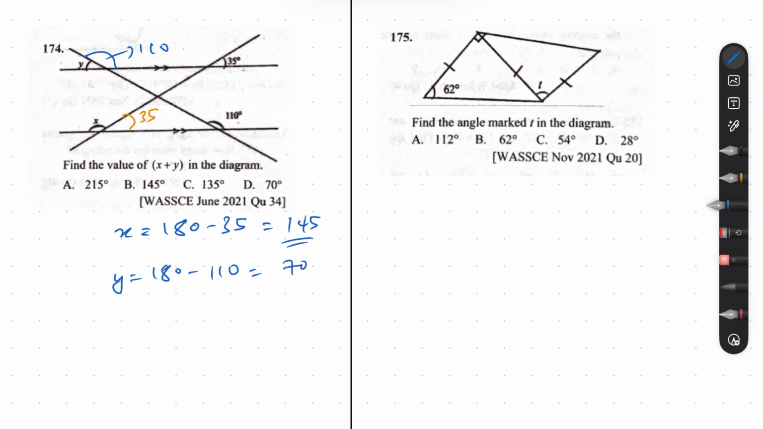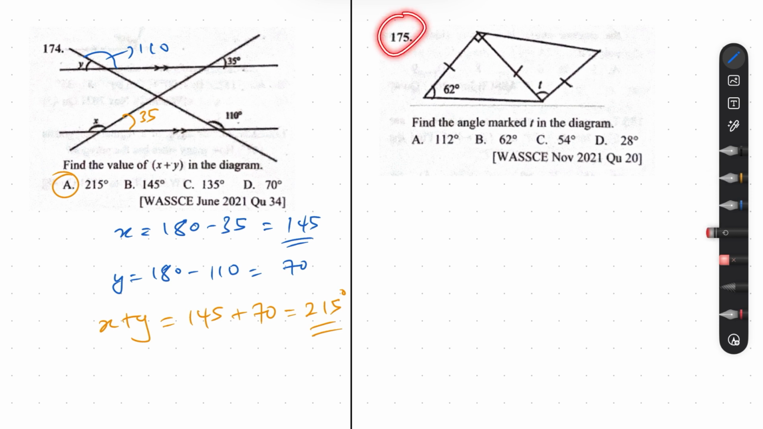Cool. So now how do you find it? We find x plus y to be equal to 145 plus 70. Cool. And that will give us 215. So that is our answer, 215, which is A. Okay, let's move on to question 175.